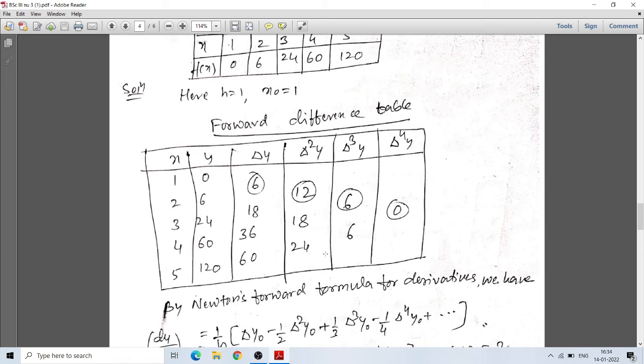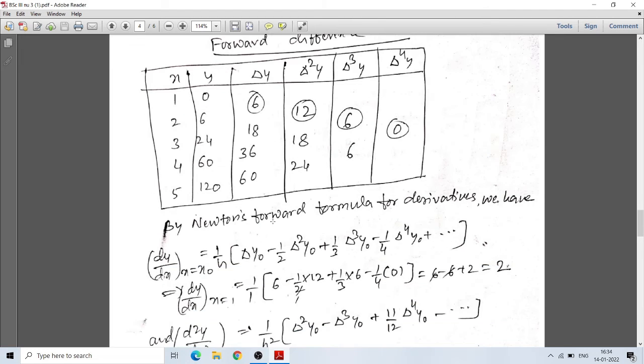From this table we can find the forward difference table, as you know from the previous two examples. And after constructing the forward difference table, now you write the Newton forward interpolation formula for derivatives. Dy by dx at x is equal to x naught is the formula 1 by h delta y naught and so on. Dy by dx at x is equal to 1, h is equal to 1. Delta y naught is 6, minus 1 by 2 delta square y naught is 12.